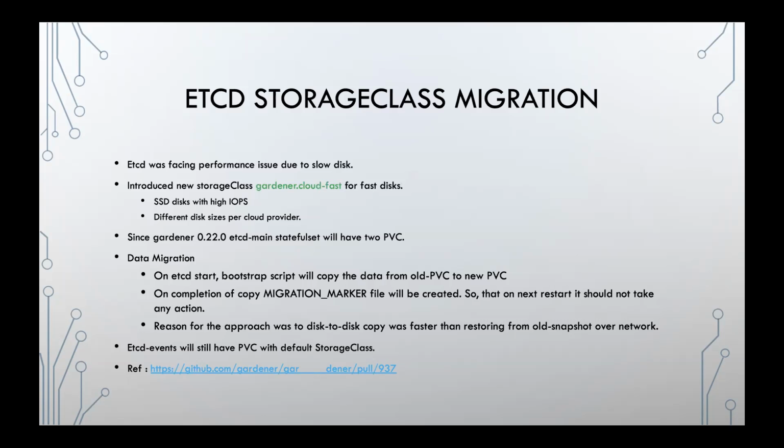So I'll just explain how we do it. Basically, as a part of the etcd bootstrap script, we copy the data from the old PVC to the new PVC. This is a disk to disk copy, basically a simple cp command, and on completion we create a migration marker file. So on further restarts, we should not take any action regarding migration, and etcd should work with data directly in the new PVC. The reason for this approach was, we know etcd backup restore, even if we simply replace the PVC, once seeing an empty PVC, the etcd backup restore solution will come in picture and it will restore from the latest snapshot.